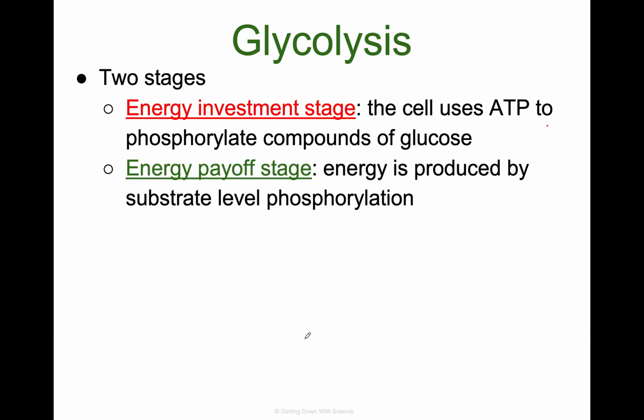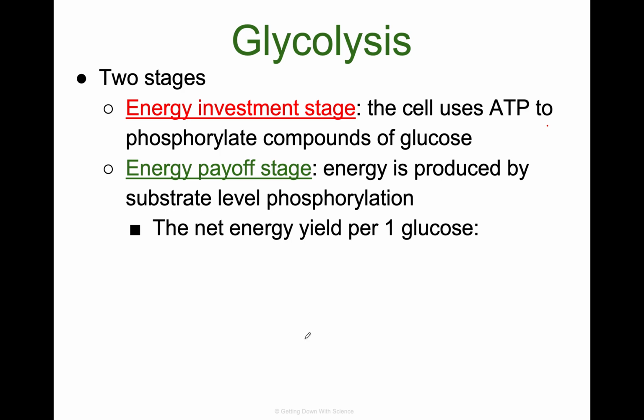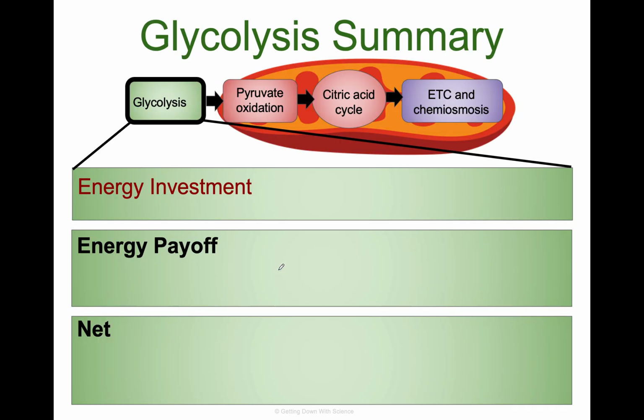There we go. Energy investment and energy payoff. The net energy yield per 1 glucose molecule, so again, we have to pay into it and we only get a little back, is 2 ATP molecules, 2 NADH molecules, right here. Okay, so 1 glucose equals 2 ATP, 2 NADH. That's another big important one.